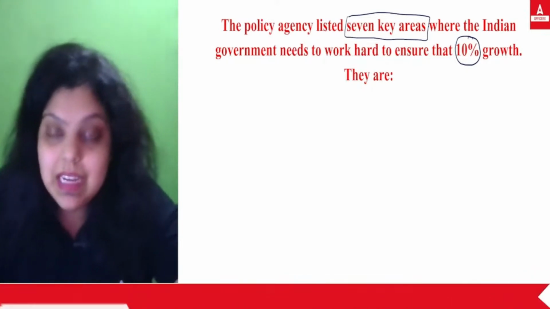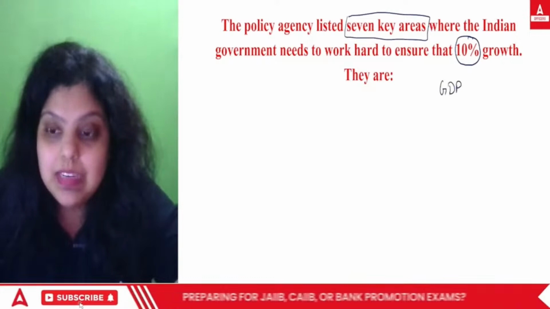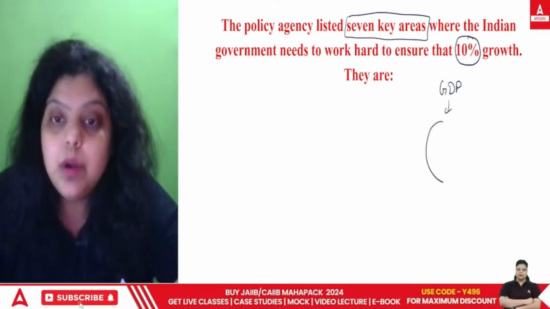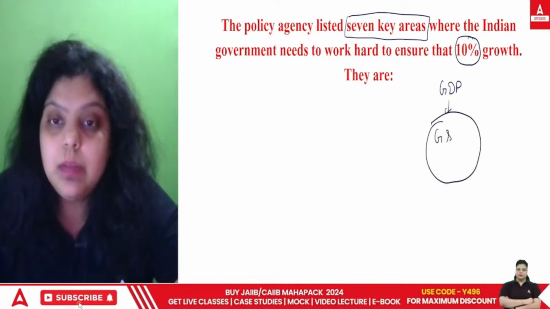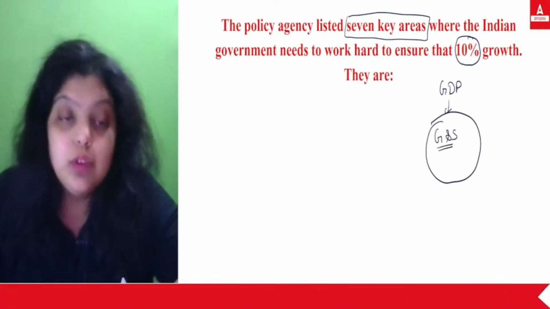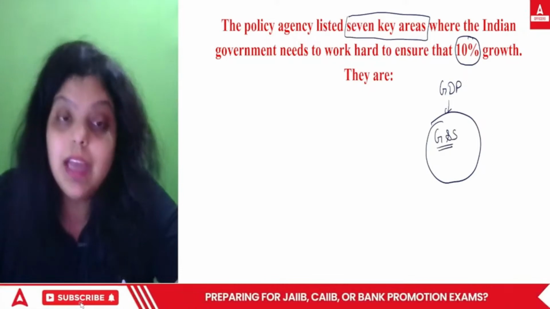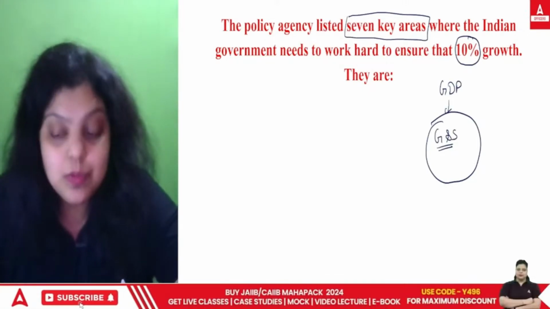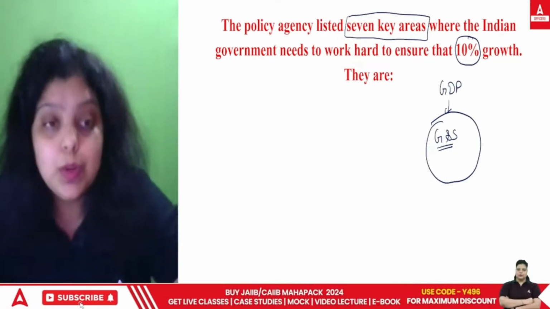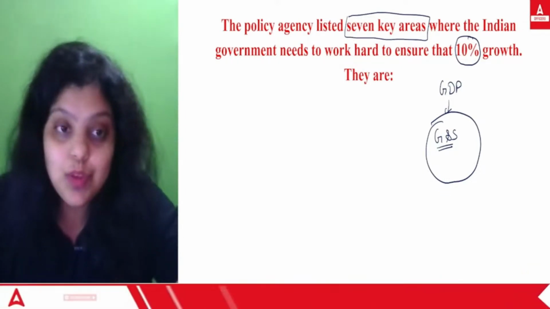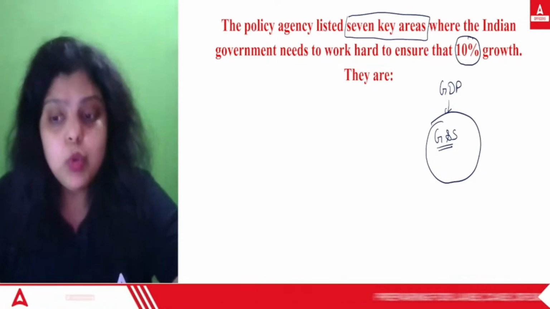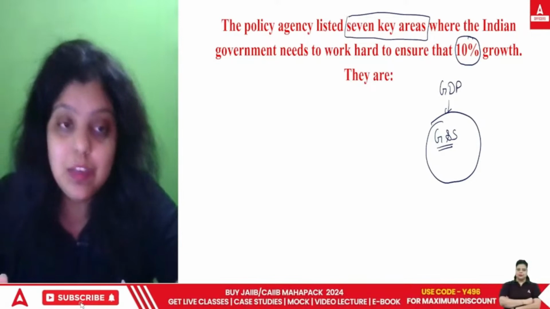So what is GDP first of all? GDP is gross domestic product. Gross domestic product means whatever production we are doing within the geographical boundary of a country, of goods and services in a financial year, that money value of goods and services is known as GDP. So GDP is the money value of all final goods and services produced within the geographical boundary of a country during the financial year. That's your GDP. So whatever production you are doing, that will increase your GDP.